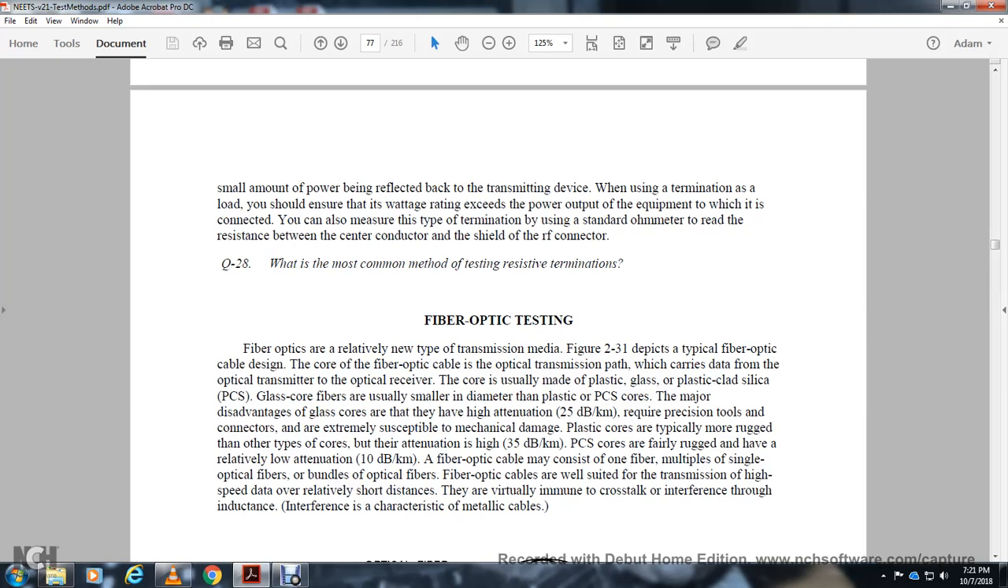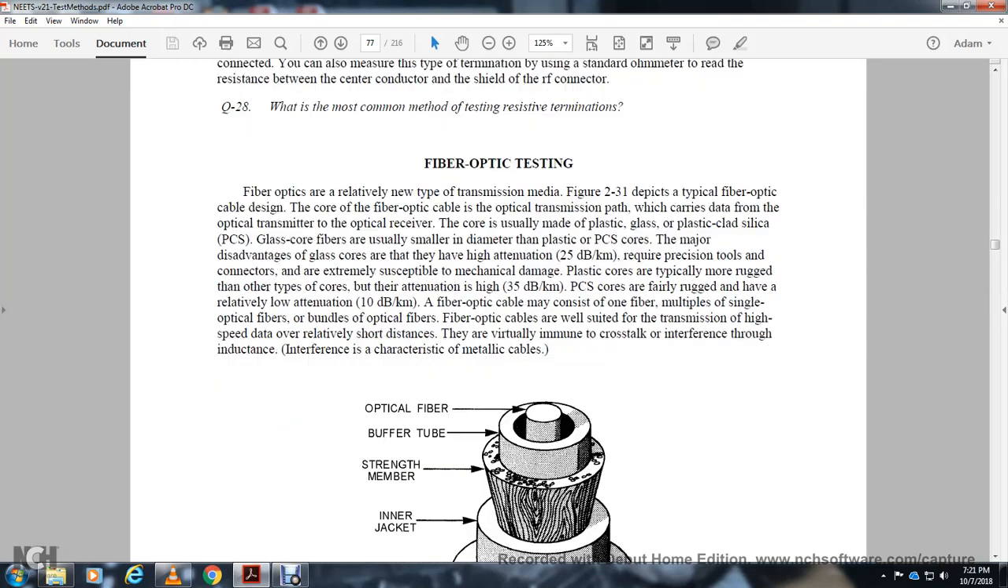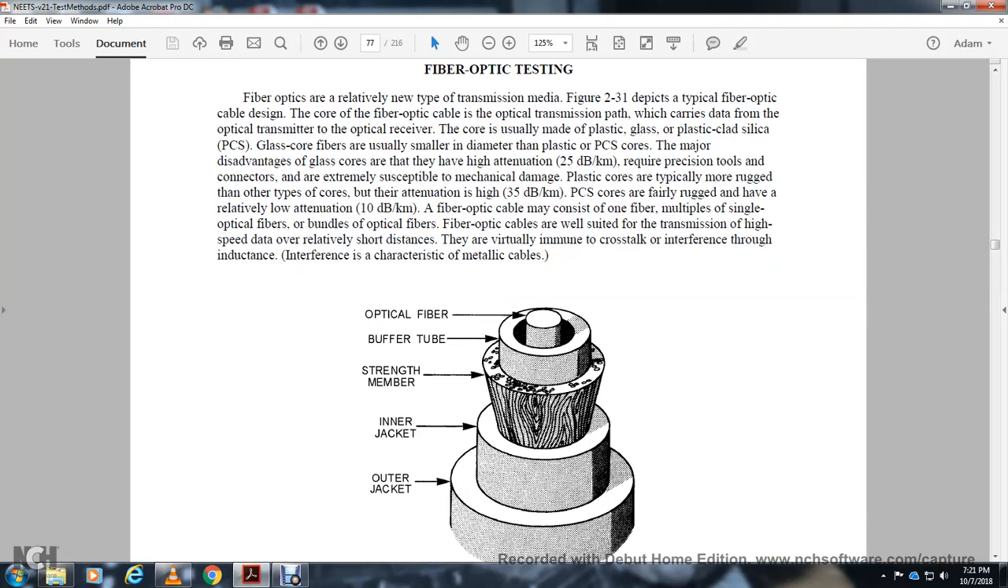Fiber optic cable is well suited for the transmission of higher speed data over relatively short distances, and is virtually immune to crosstalk and interference, including inductive interference, which are characteristic of metallic cable. The cable consists of the optical fiber, buffer tube, strength member, inner jacket, and outer jacket.